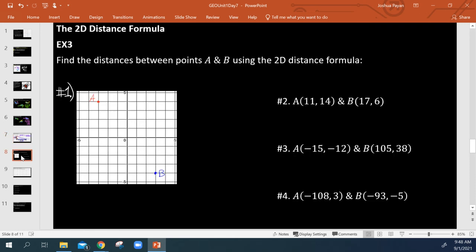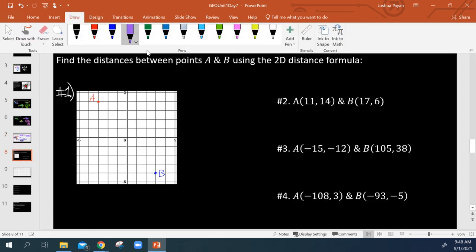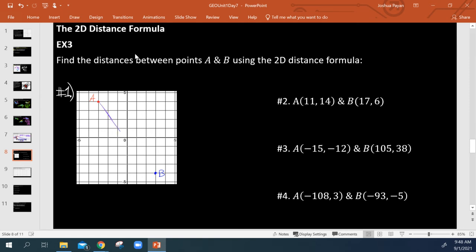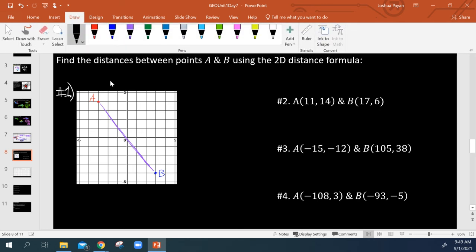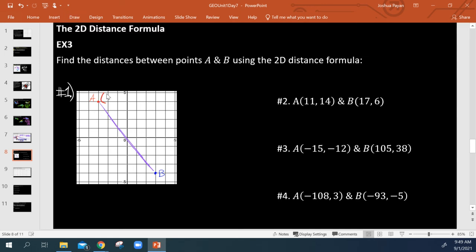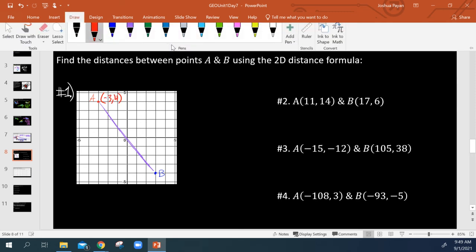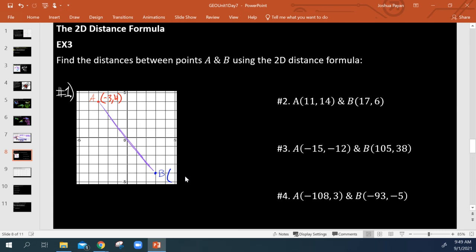Okay, so let's look at some actual examples, right? So I'm trying to find the distance from A to B here. Well, I need to know my points. So A is -3 by +4. B exists at, what do we got? +3 by -4. Okay, hopefully you can see that. It's kind of hard. Anyway, so let's relate back to what we were talking about.